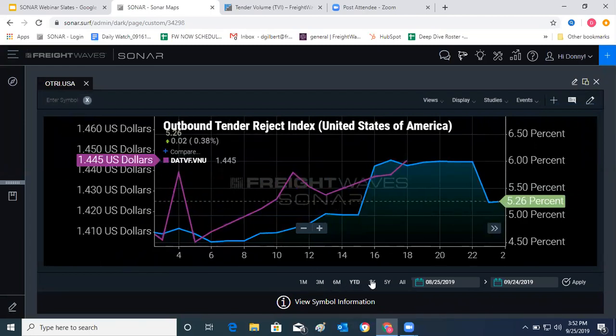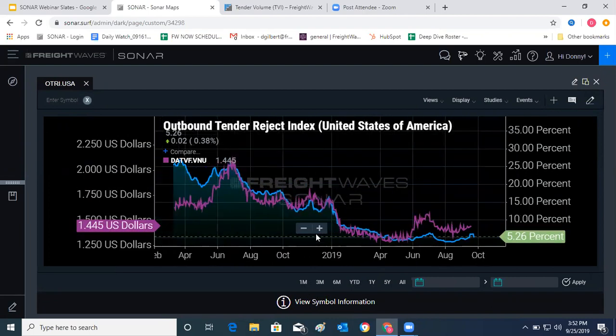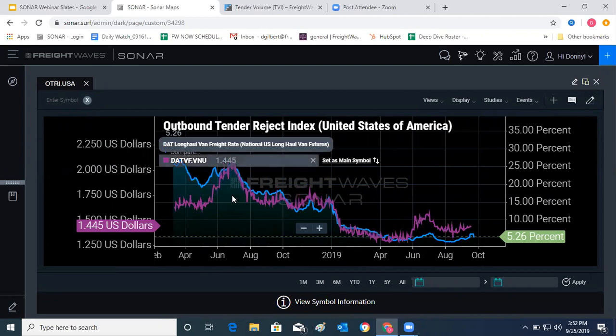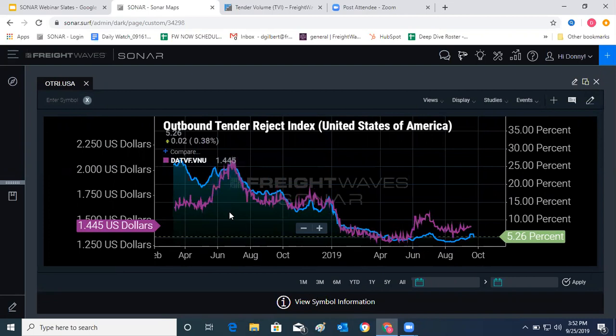So I want to back out to about a year. Right through here, we started in April of last year. This is right in the middle of where produce season started to take off. So everybody remembers 2018. Here we go. The big blue line is our tender rejection rates. The purple line here is the DAT average spot market rate.